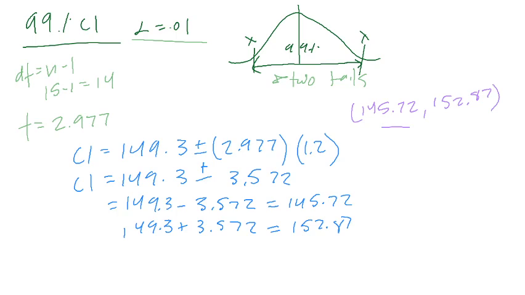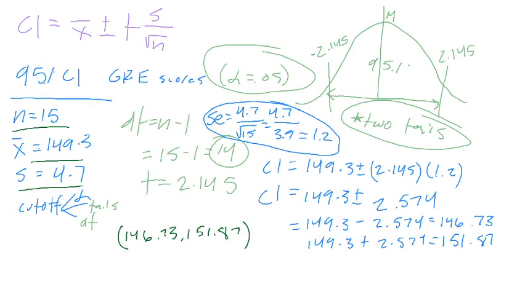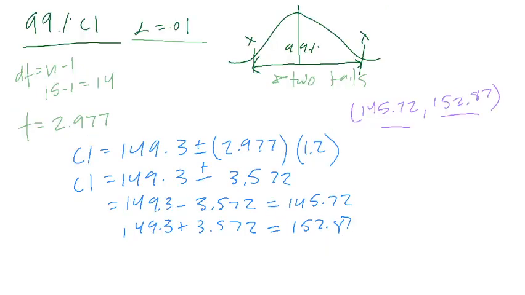So let's take a look here. 145.72, 152.87. If we look back here, this is a narrower range, right? The 95% confidence interval is narrower. And that makes some sense, right? Because if you want to be more confident and you widen your range, the more likely you are to be correct, all right? So let's think about one more kind of interesting confidence interval idea.